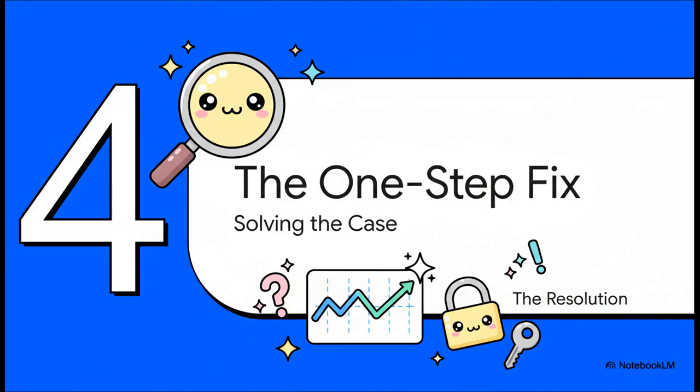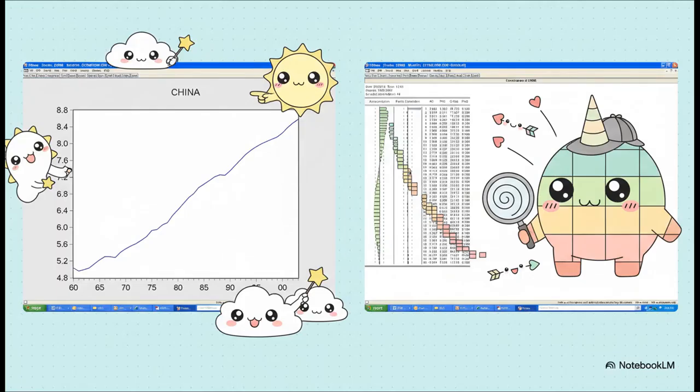So we've identified the problem, and we know how to test for it. Now for the most satisfying part of any mystery, the resolution. And in this case, the fix is, well, it's surprisingly simple and really quite elegant. Let's go back to our original crime scene. Here's that seemingly smooth GDP data for China, and right next to it, its correlogram, its fingerprint. Look at how slowly those bars decay. That is the classic signature of a non-stationary series that's hiding a unit root.